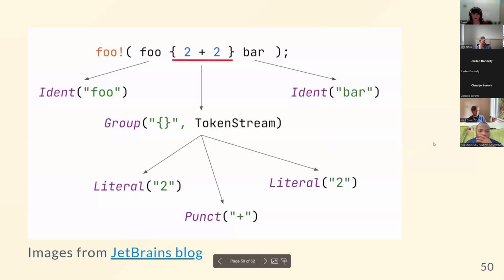If you take that token tree, so this is a function-like macro, and you expand it, you can see you've got an identifier in the form of foo. Then you've got this group here because it's surrounded by brackets. That group itself contains a token stream containing a literal, a piece of punctuation, another literal, and then finally we've got another identifier here. And again, that's from the JetBrains blog, which is a very nice two-parter. I'd recommend it.